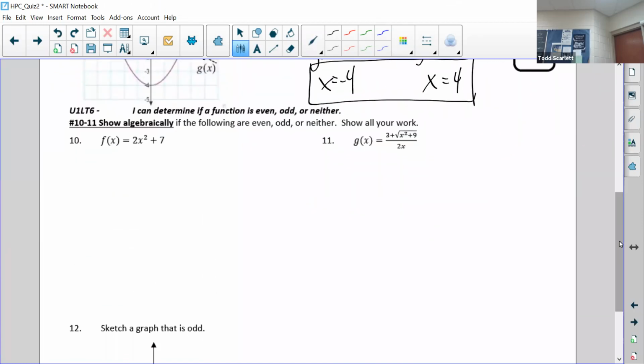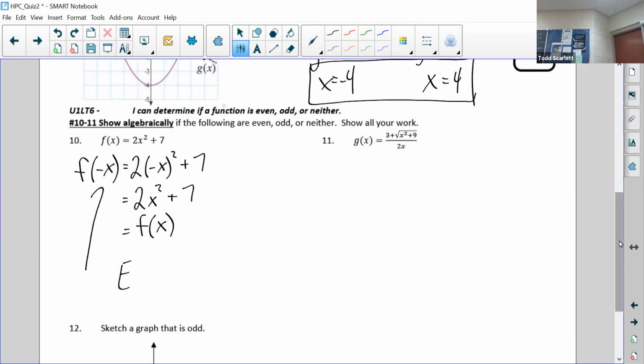Odd and even, guaranteed to be on the test. Only one way to show it. You have to plug in the opposite of x and then observe what you get. In this case, you have to show your work. It's all about showing your work. That happens to be exactly f of x. So by plugging in the opposite x value, you get the same y value that only happens to even functions.